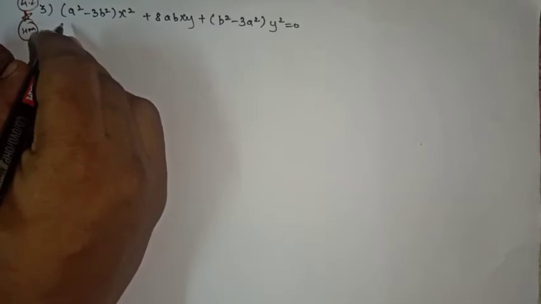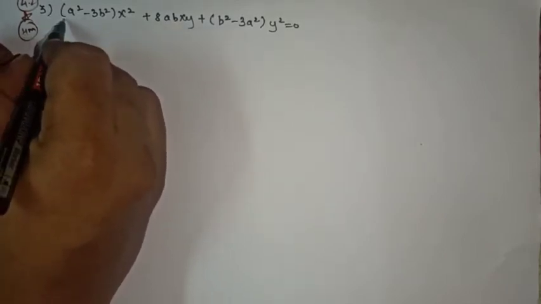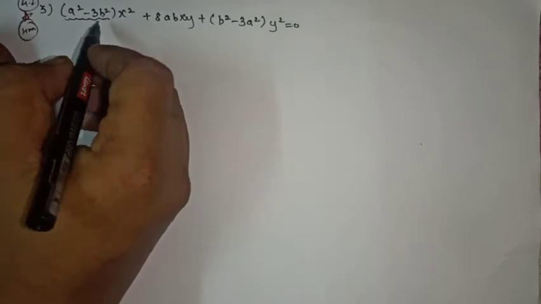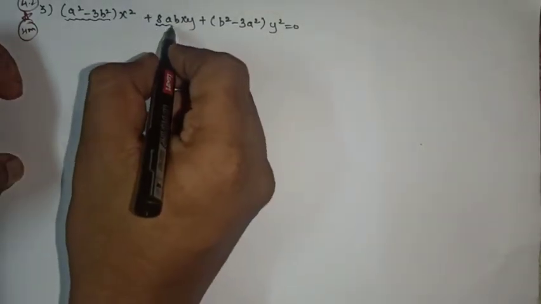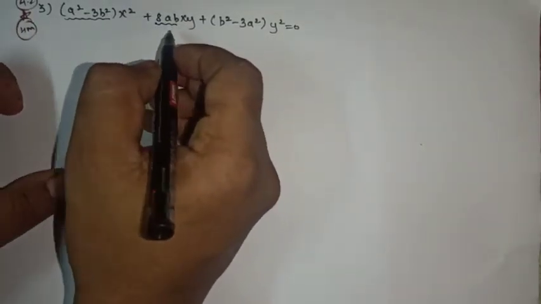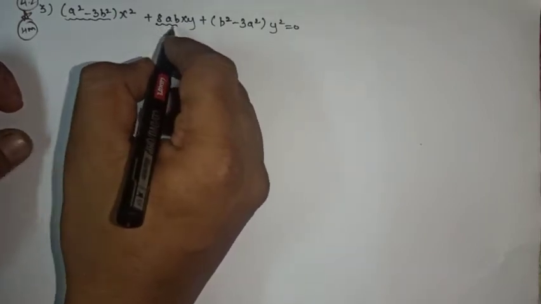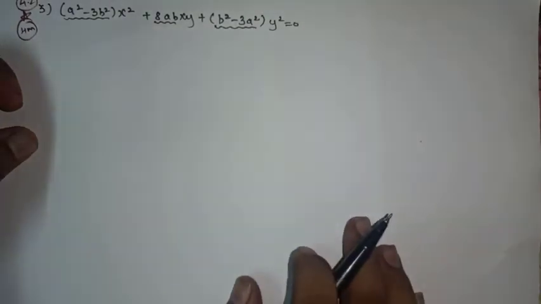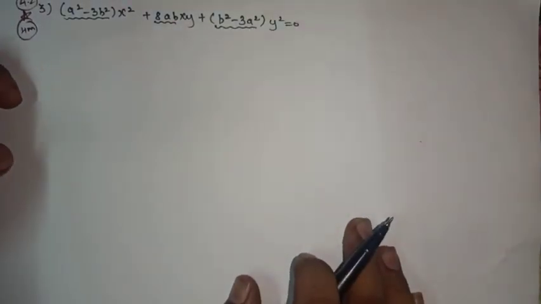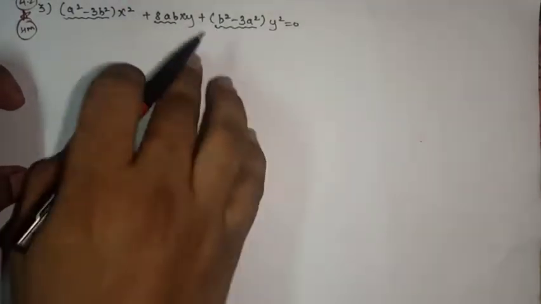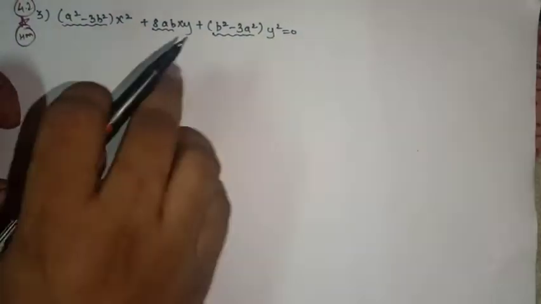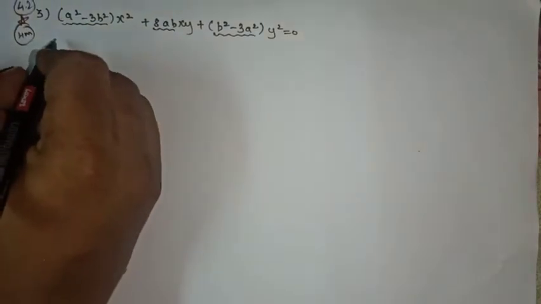So here, in place of a, it is a square minus 3b square; in place of 2h, that means 2h is 8ab; and in place of b it is b square minus 3a square. So can I say already the question is in terms of a and b. So here see the change I will make.